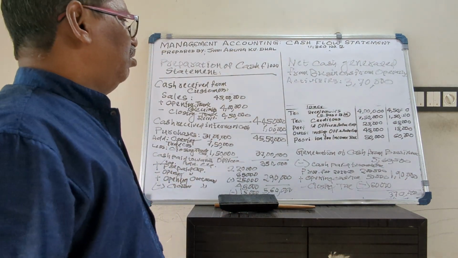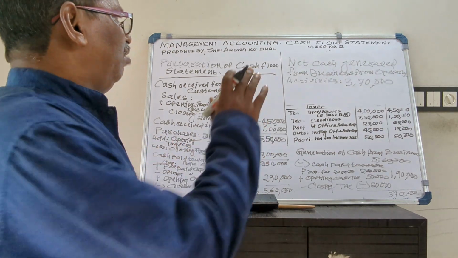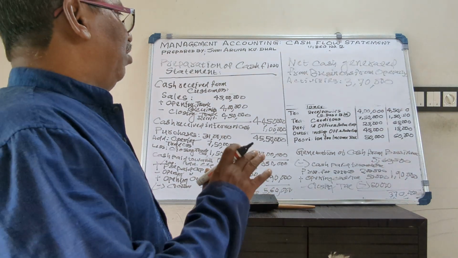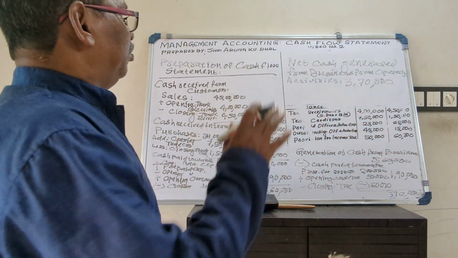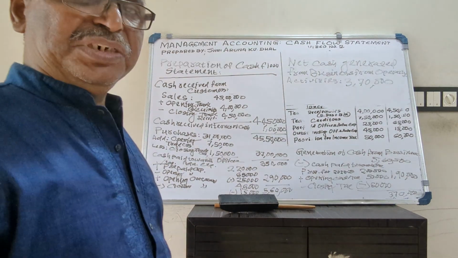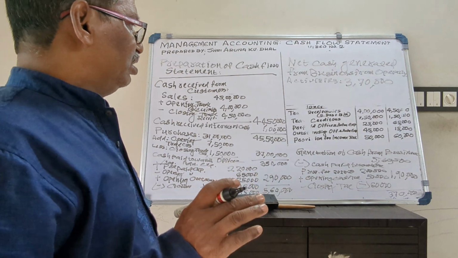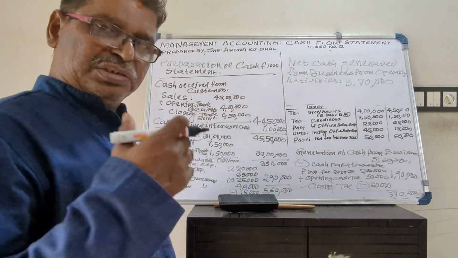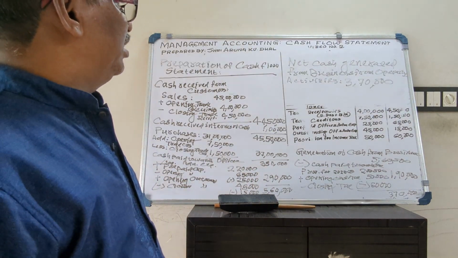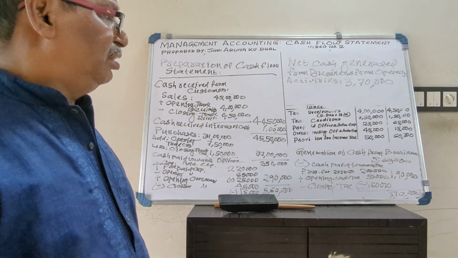In the next video, this is the direct method of calculation of inflow and outflow of cash, or cash flow statement under operating activity. In the next video, we will also cover the inflow or outflow of cash from investment activity and finance activity.